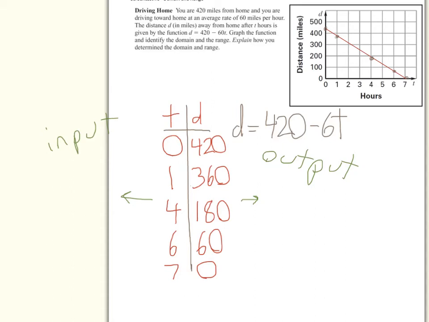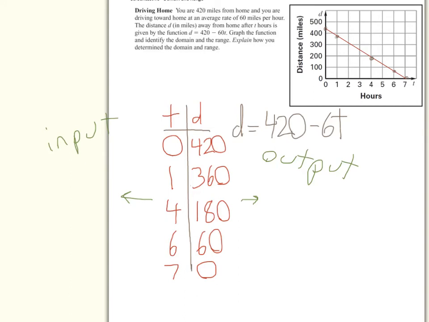Remember something, and you can see our graph is right here in the corner again. Our input values were time, 0, 1, 4, 6, and 7. That's what we chose to do. And remember, the input is always along the horizontal axis, and the output is always along the vertical axis, the y-axis. So the d values, 420, 360, 180, 60, and 0, those would be our output and our input. So the input is on the left, and the output is on the right.